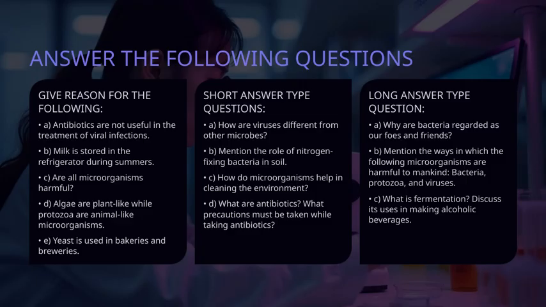Finally, what is fermentation, and how is it used in making alcoholic beverages? Fermentation is a process where microorganisms like yeast convert sugars into alcohol and carbon dioxide. This process is essential in brewing beer, making wine, and producing other alcoholic drinks, giving them their characteristic flavors.